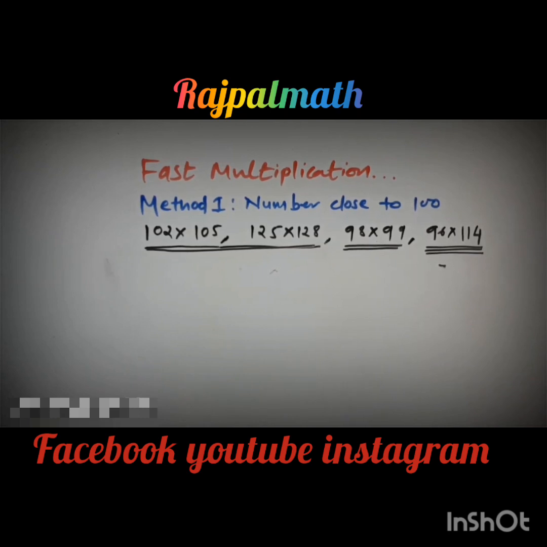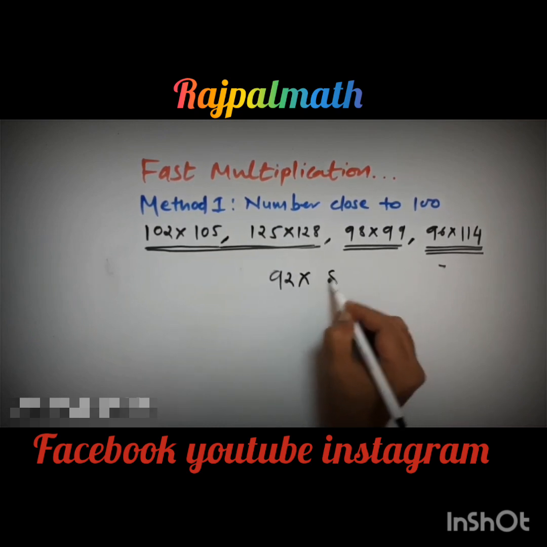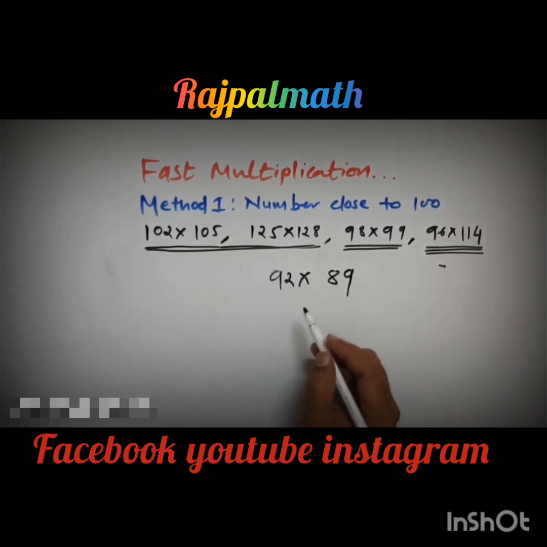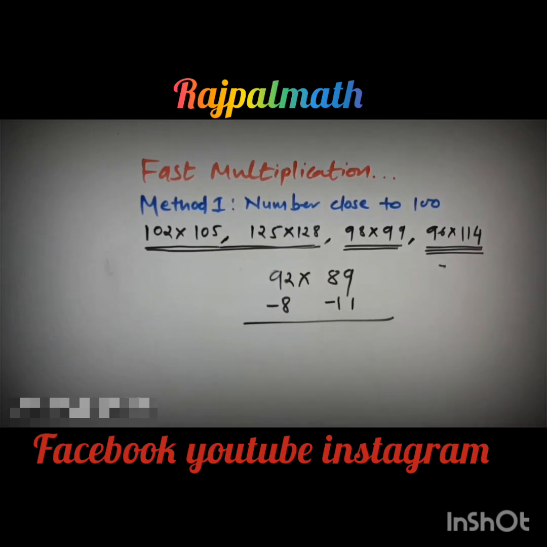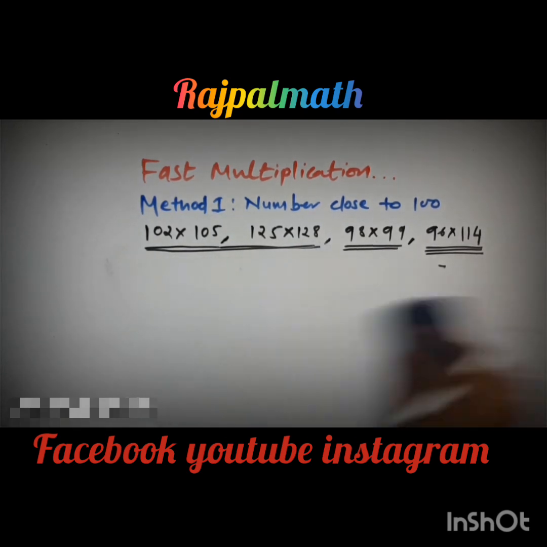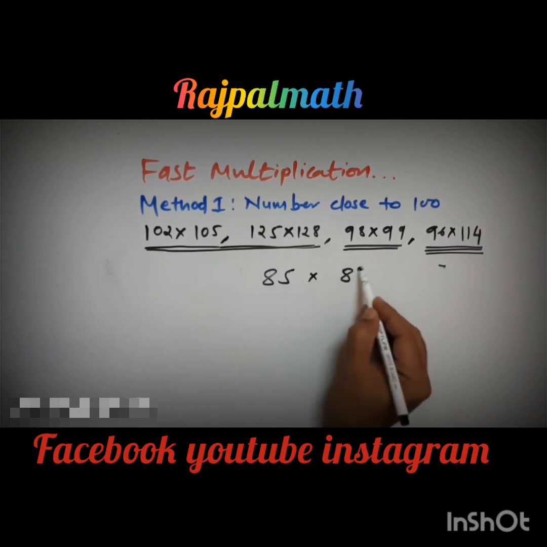Let's take another quick example. 92 into 89. So 92 is 100 minus 8, 89 is 100 minus 11. So 92 minus 11 is 81, and 11 into 8 is 88. So 8188 is my answer. Quick one, 85 into 82.